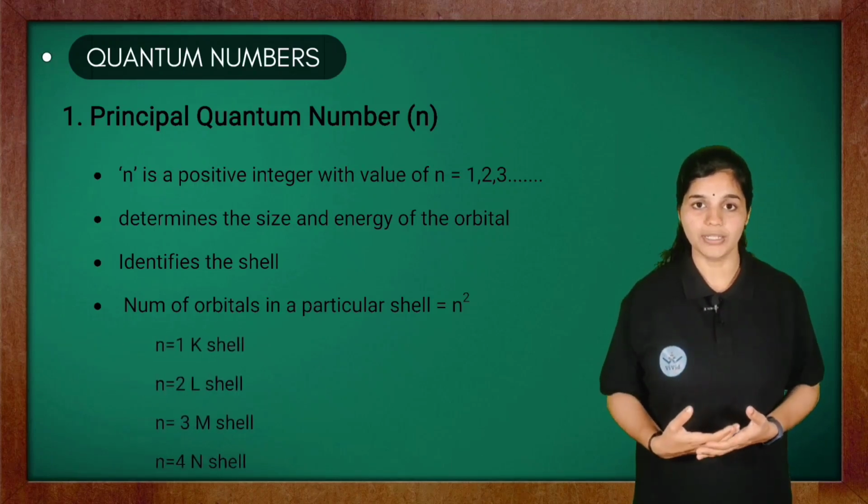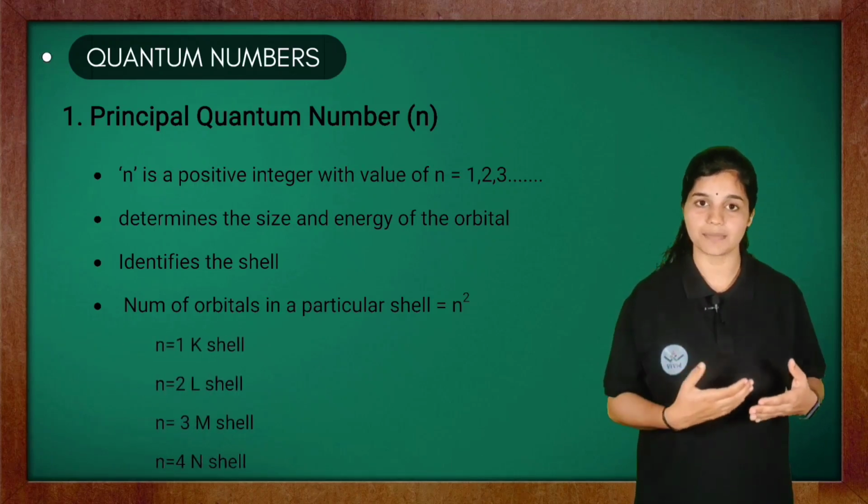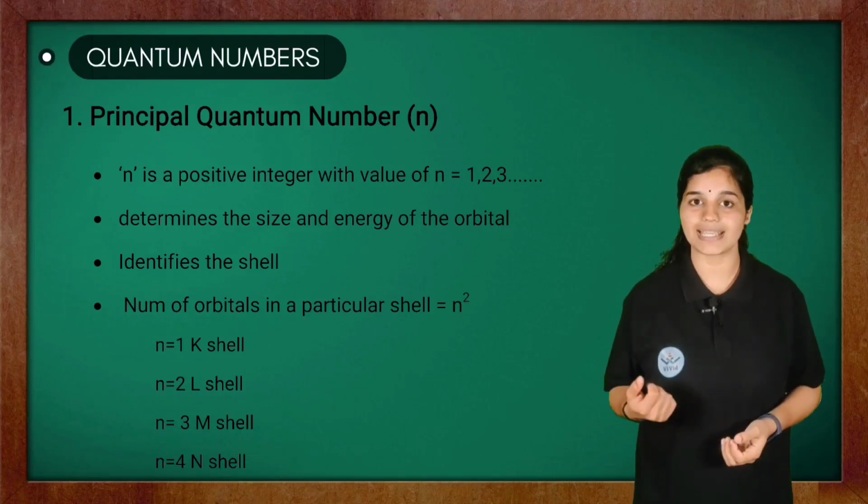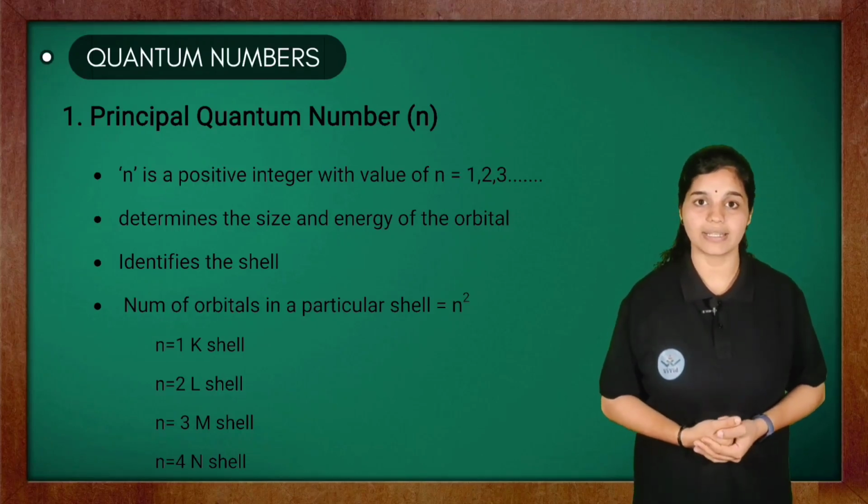n equal to 1 represents K shell. Similarly, n equal to 2 represents L shell. n equal to 3 represents M shell, and n equal to 4 represents N shell, and so on.